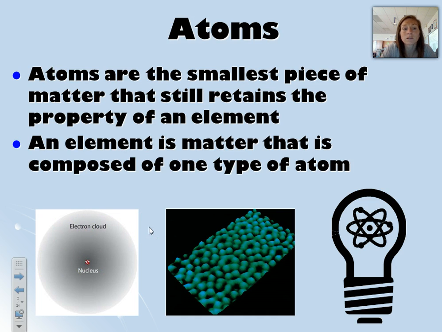Now, atoms are the smallest piece of matter that still retains the property of an element. So we say an element is the smallest pure substance made up of a particular type of atom. So this picture here is actually a scanning electron microscope showing you the presence of an atom, since we cannot visually see atoms with our eyes. Again, we use a lot of models like this picture here to help us visualize what an atom actually is because it is so small.